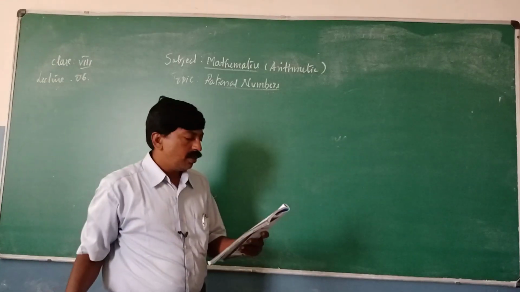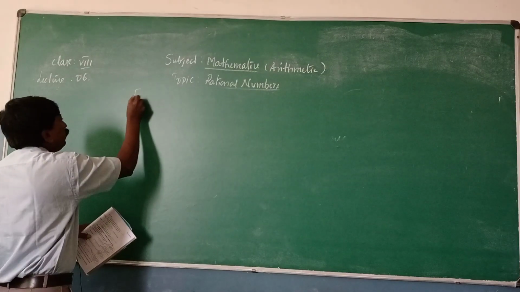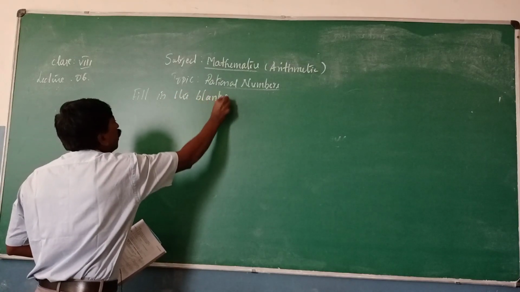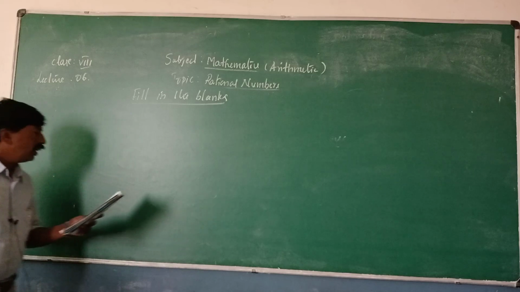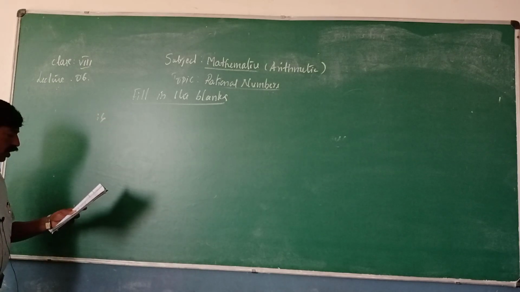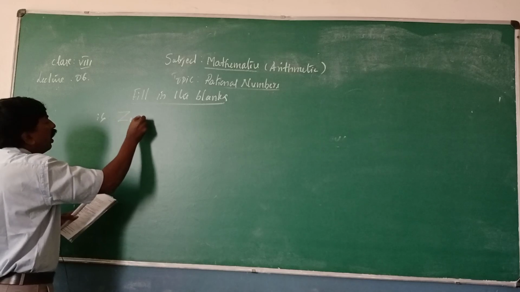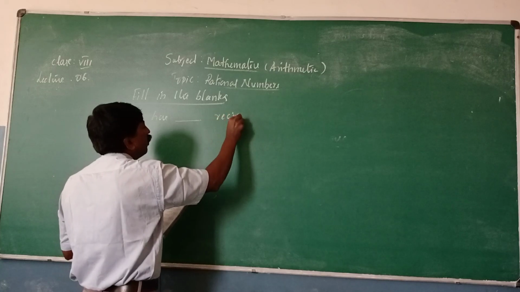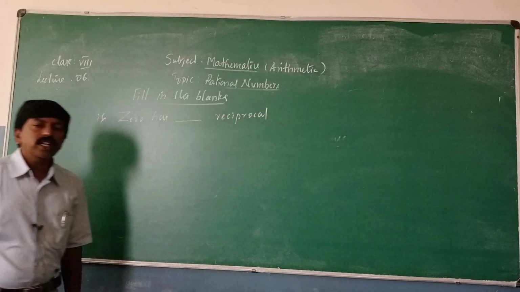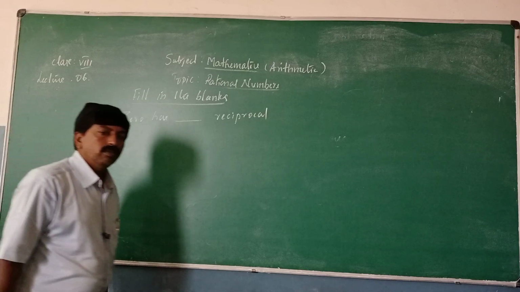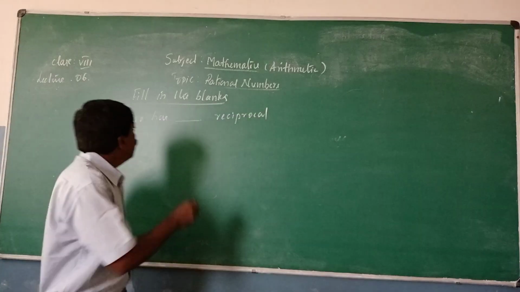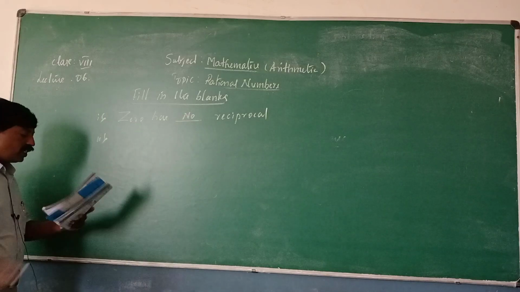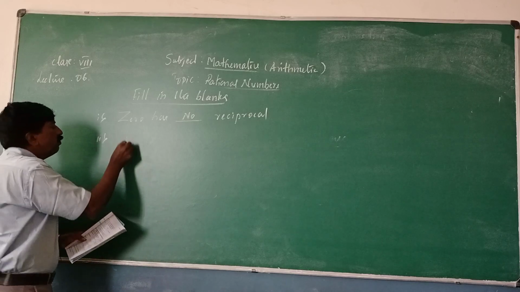So now, the last one, fill in the blanks. If you know this chapter very well, definitely you are in a position to answer. The first one: 0 has dash reciprocal. How many reciprocals does 0 have? 0 has no reciprocal.